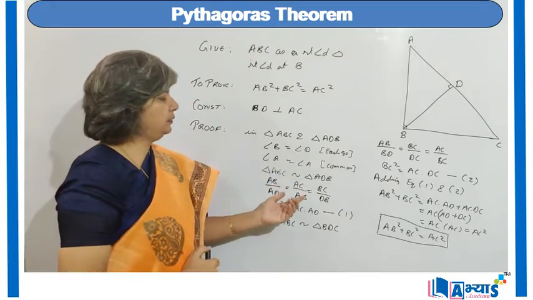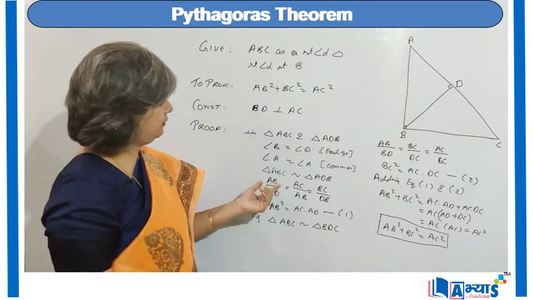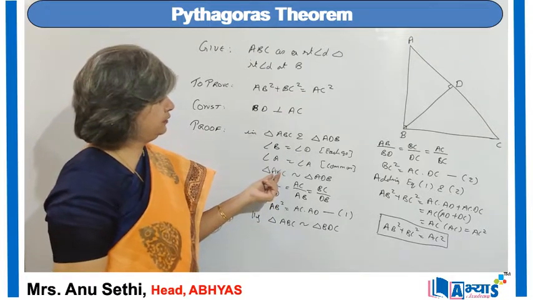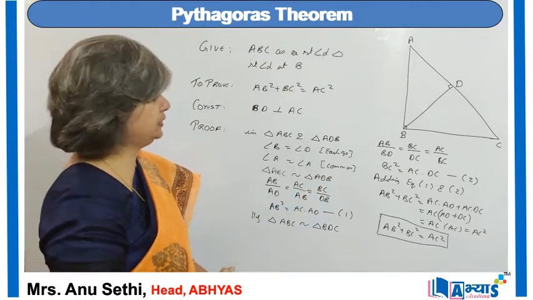Using the similarity, we can write the ratios of the corresponding sides of the two triangles. So AB upon AD, as the first two vertices in this name are corresponding to the first two vertices in the other name.